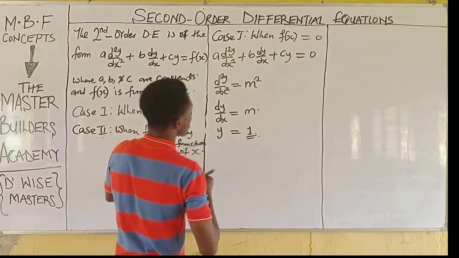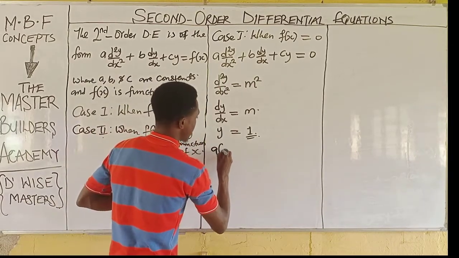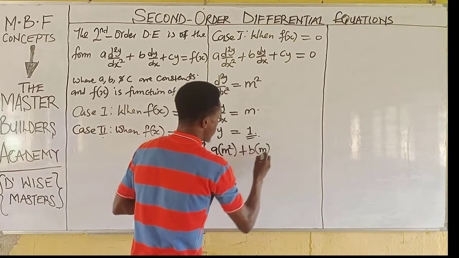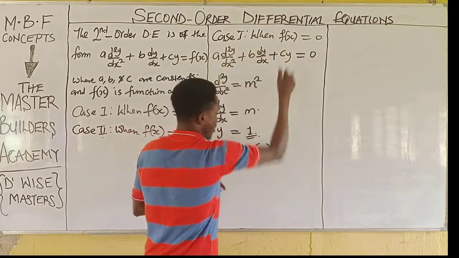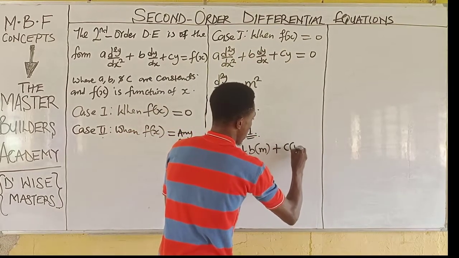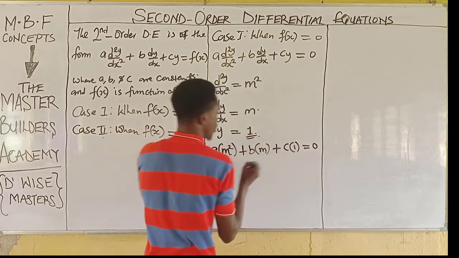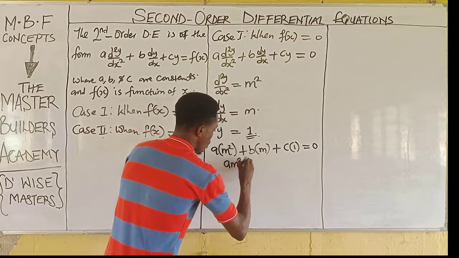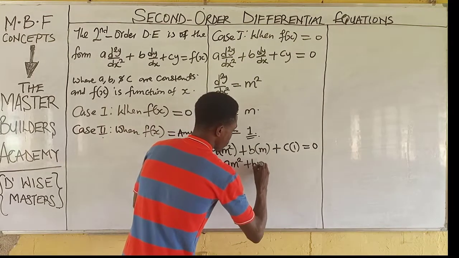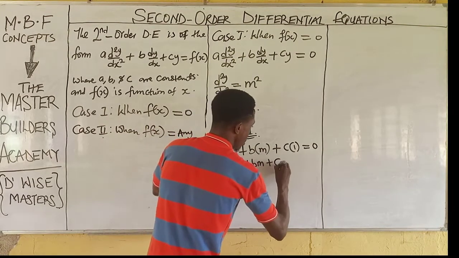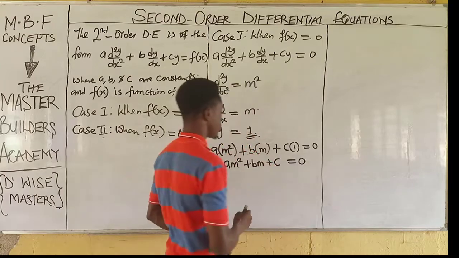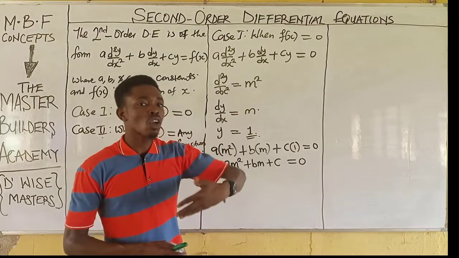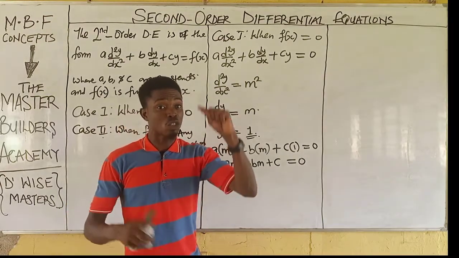When we come here, this gives us a multiplied by m squared plus b multiplied by m. We are substituting for this and this other one. Then plus c multiplied by 1 is equated to 0. When we multiply out, this gives us a m squared plus b m plus c is equal to 0. Now this is the auxiliary equation for every second order differential equation question that you'll be given.